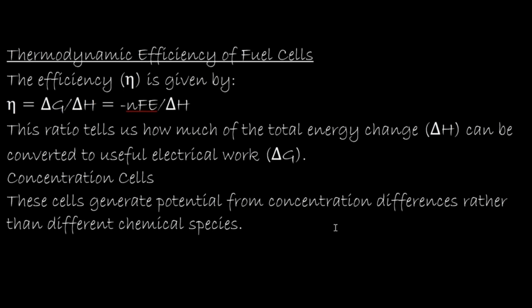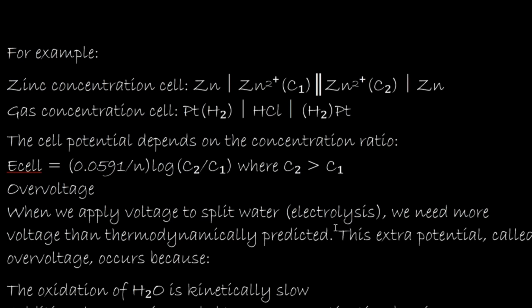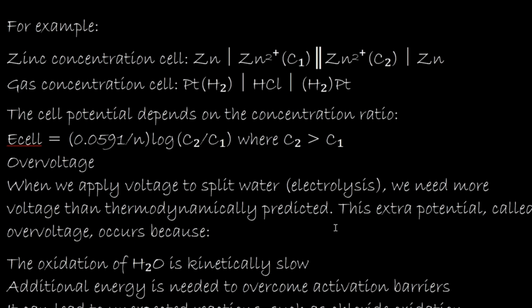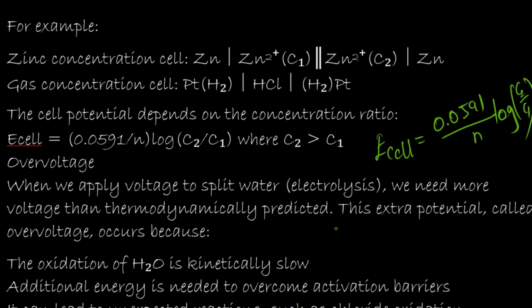So you can see the formula over here, efficiency, which is given by delta G by delta H, which is minus nFE by delta H, which gives the ratio of total energy change that can be converted to useful electrical work. For example, here you can have a reaction of a zinc concentration cell and a gas concentration cell. The E cell value is 0.0591 by n log C2 by C1, where C2 is greater than C1.